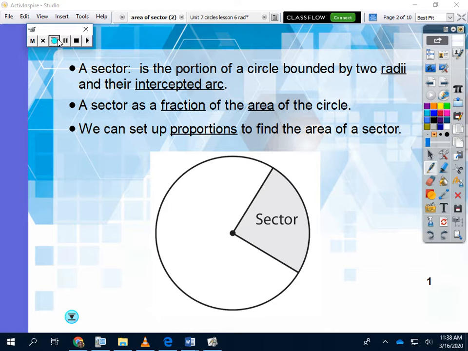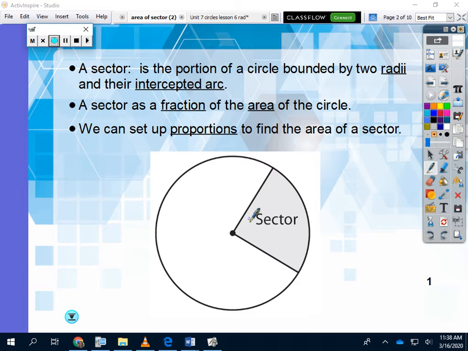Okay, a sector is the proportion of a circle bounded by two radii and their intercepted arc. So the sector is like a piece of pizza, a piece of pie, whatever your favorite is. In other words, if I want to know the area of just this piece of this pie, well, we know that that's a fraction of the area of the circle.